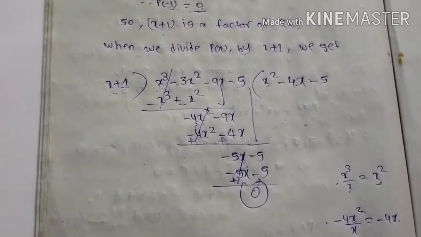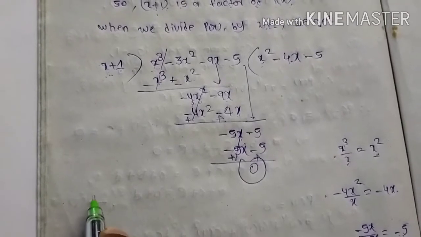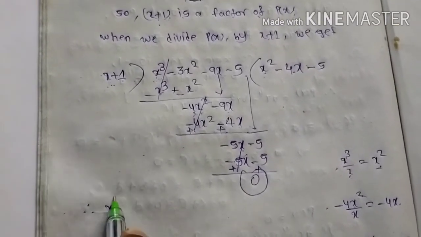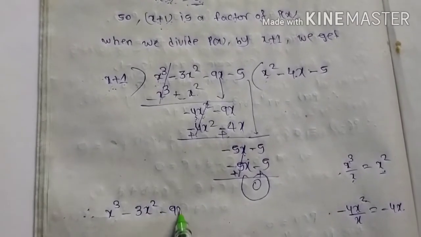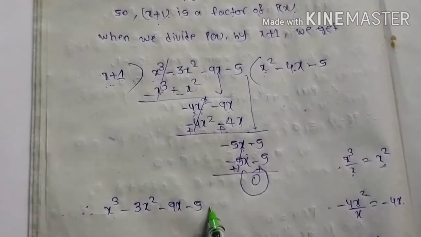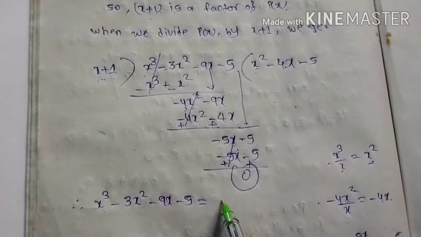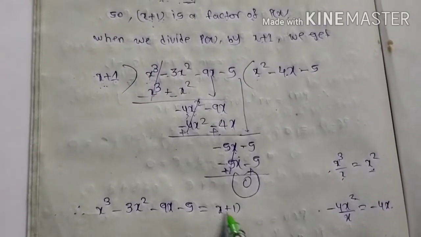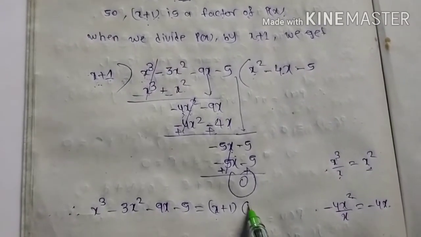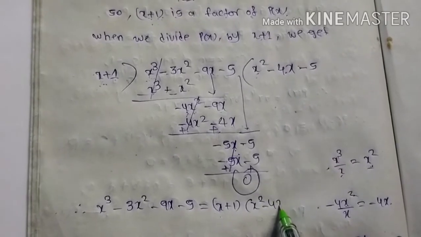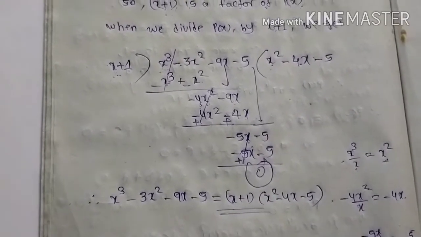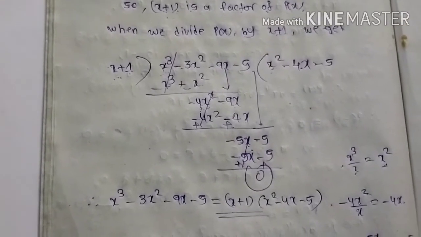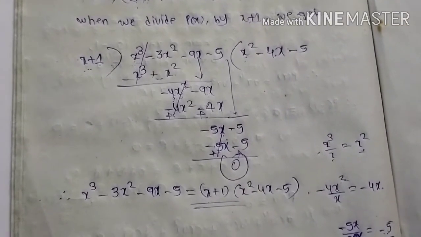Yes or no? Yes. That means can you represent it? You can see it. Therefore, you can write here x cube minus 3x square minus 9x minus 5 is equal to divisor, that means here x plus 1, into quotient. Quotient is how much? x square minus 4x minus 5. Can I represent like this? Yes or no? But in that question they are asking to find the factorize.